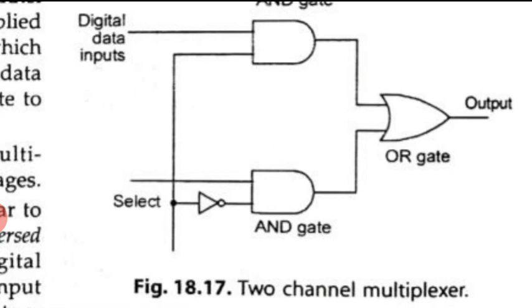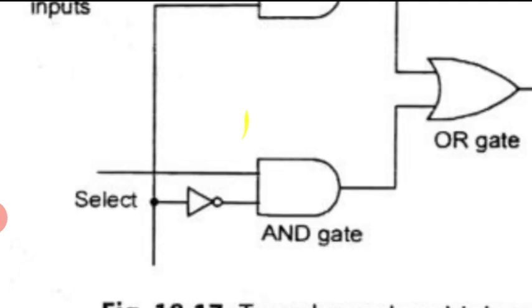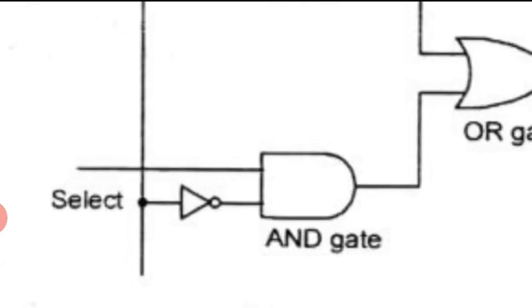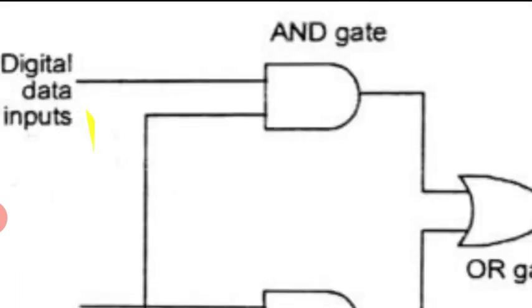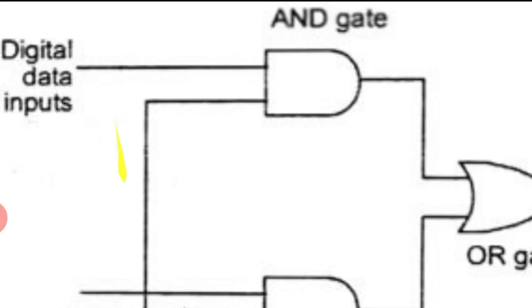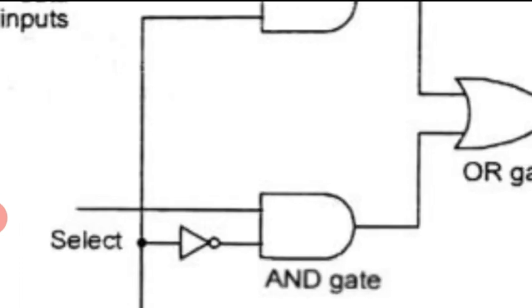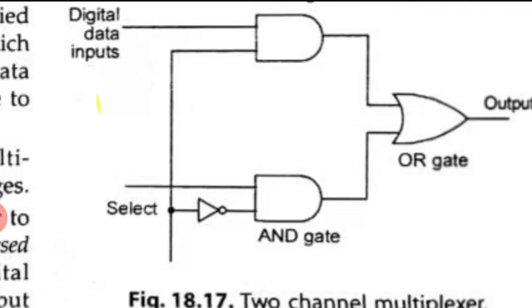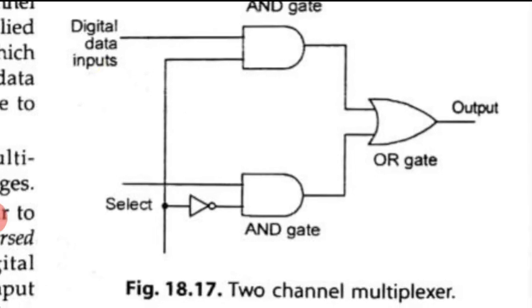If both the inputs are high, then only the AND gate gives a high. The lower AND gate is connected through one NOT gate. So what happens here: the upper one becomes 1, whereas the lower AND gate becomes 0. So depending upon the switch, we can get the output.